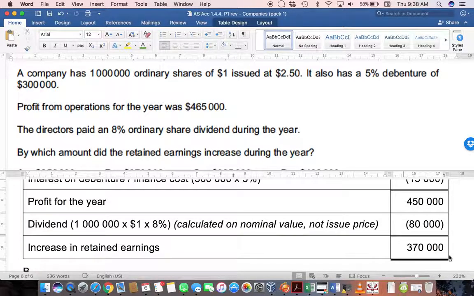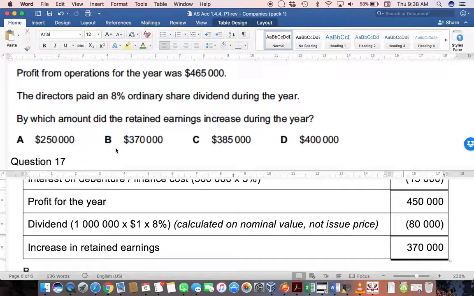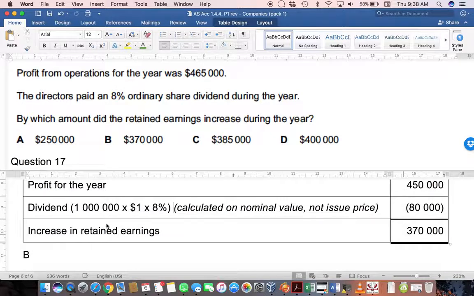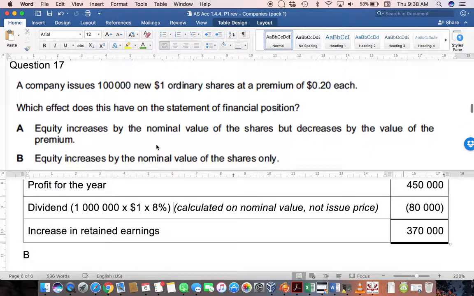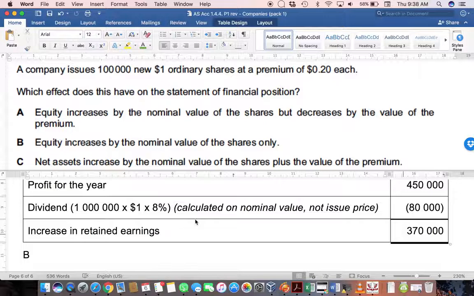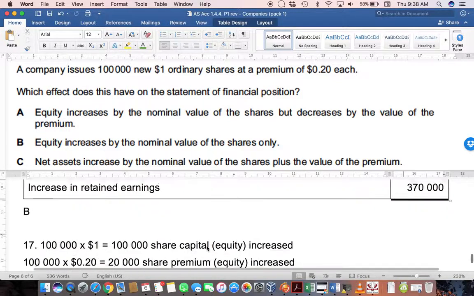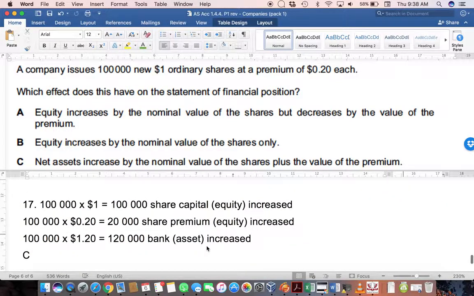So my total overall increase in retained earnings will be only 370, which is actually quite a lot. You can see that we've kept a lot more than what has actually been paid out to shareholders, which is a very healthy state of affairs for the growth of the business. We then go and have a look for an answer that gives us this as an option, and we will choose B. Question 17. A company issues 100,000 new $1 ordinary shares at a premium of 20 cents each.